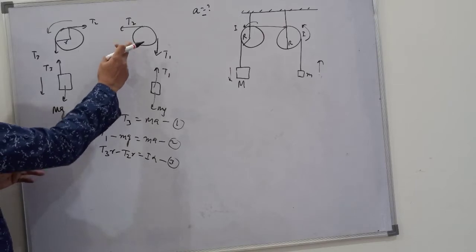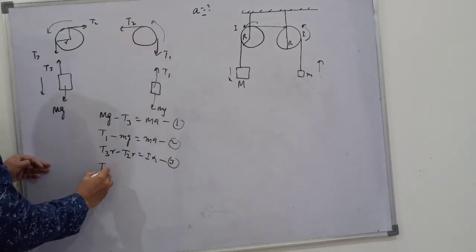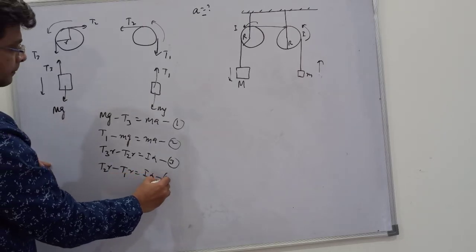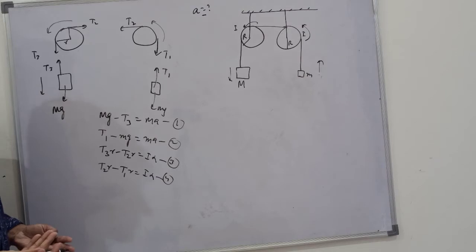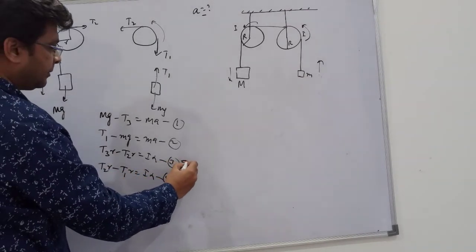right? What do we write for this one? This is rotating like this. So T2 is the driving one here. So we can write T2R minus T1R is equal to I alpha. This one. Now what do we do? We will do exactly as we did last time. Eliminate R from here. So this is equation 3, what will I get?